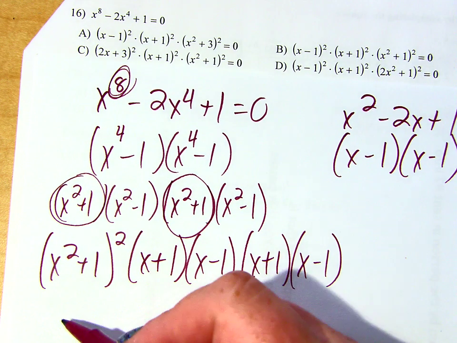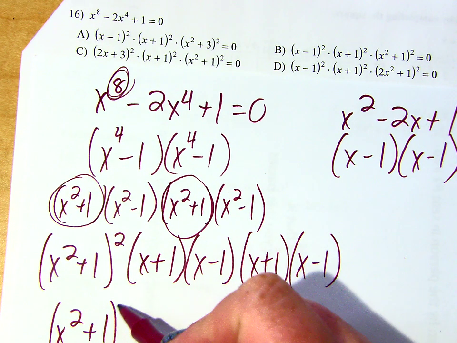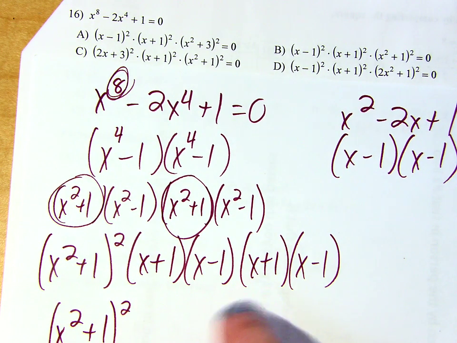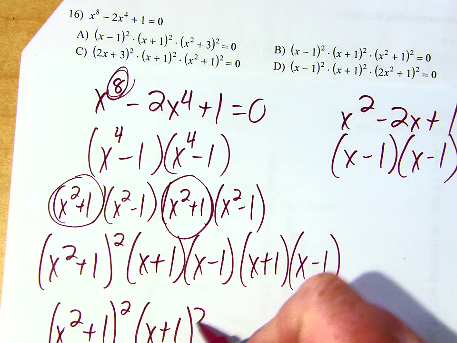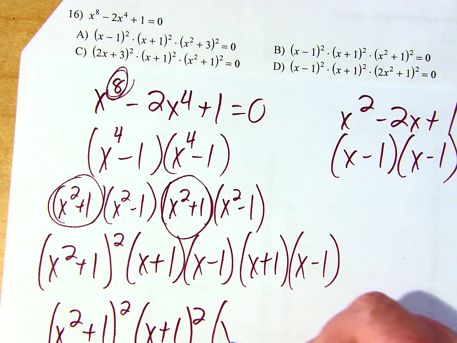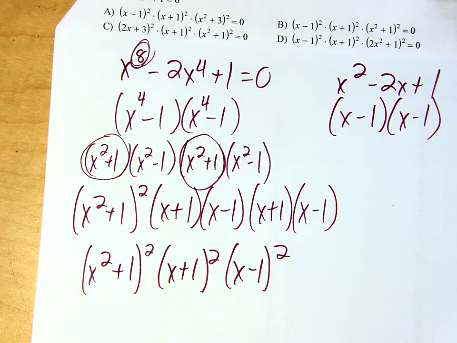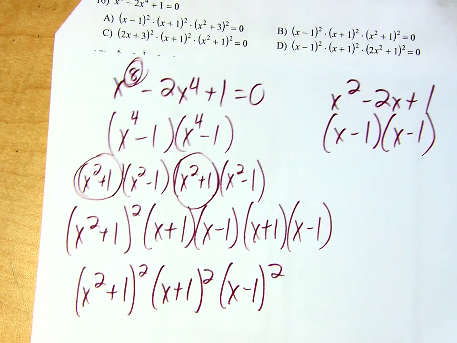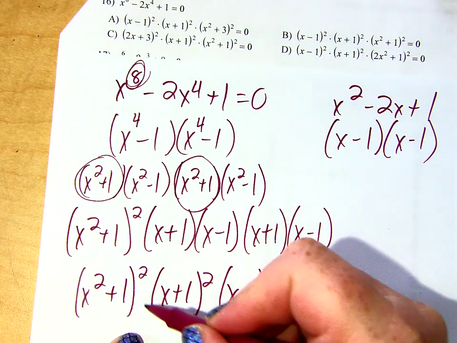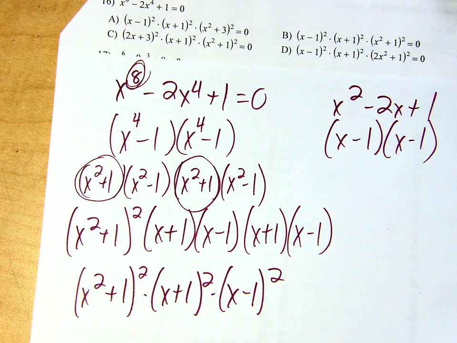Now, I'm factored as much as I possibly can. I can write it a little bit neater. I've got x squared plus 1, two of those. I have x plus 1, two of those. And I have x minus 1, two of those. So that is this thing completely factored. There it is. Is that a choice? Remember, this is all multiplication, so the order might be a little bit different. But let's see. Looks like it's letter B.